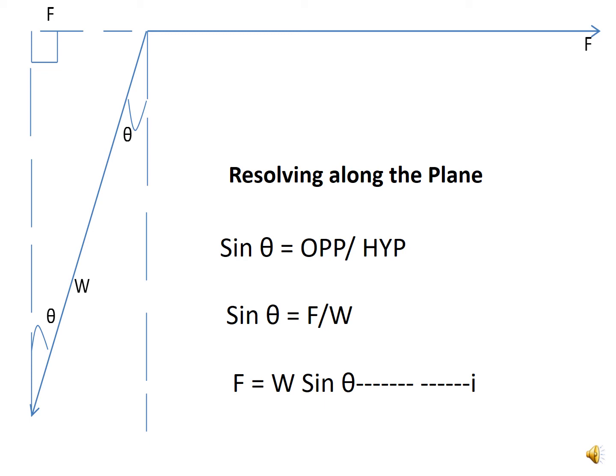We recall SOHCAHTOA. In that case, sin theta will be used. Sin theta is equal to opposite over hypotenuse. The opposite is the force and the hypotenuse is the weight, making F the subject of the formula. We then have force is equal to W sin theta. We'll call this equation 1.